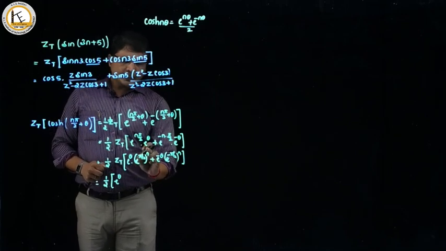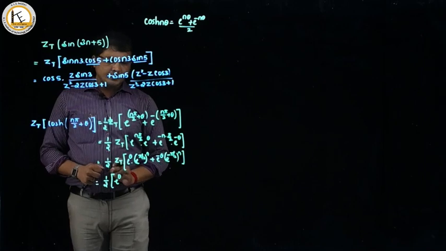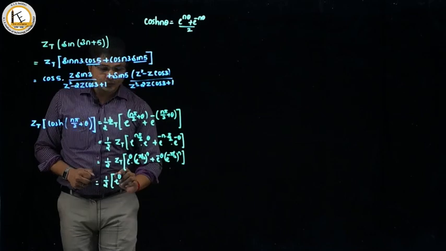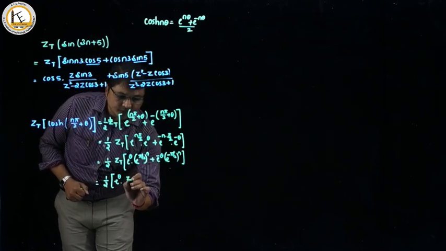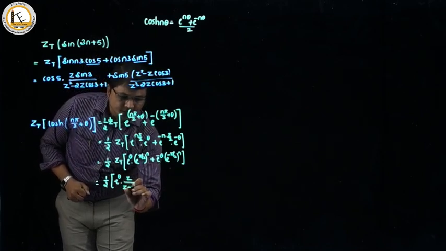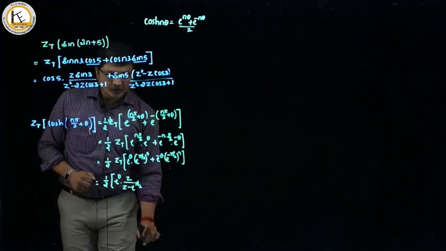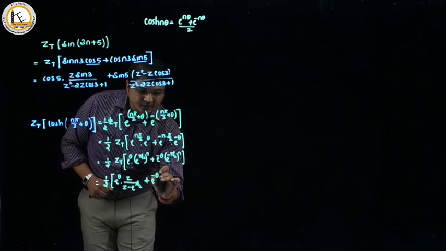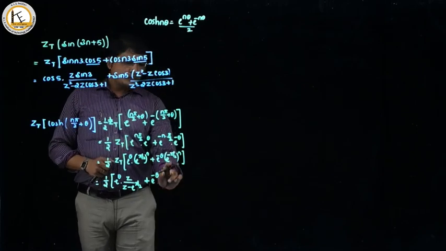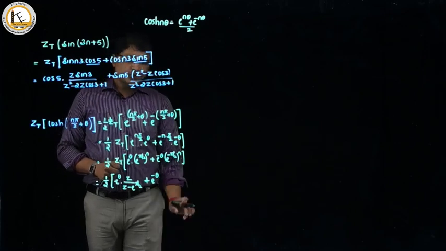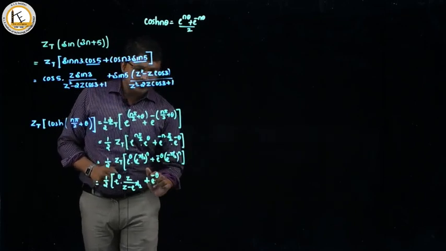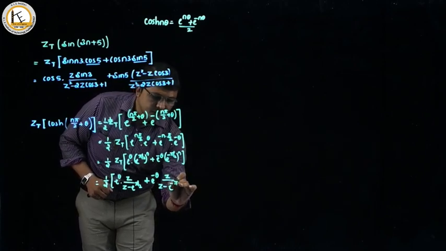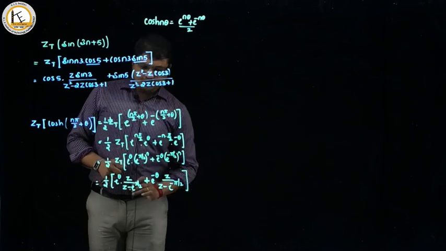Z transform of k raised to n will be z divided by z minus k, but in place of k we are having e raised to iθ. Therefore we have z divided by z minus e raised to iθ, plus e raised to minus iθ as it is. Then e raised to minus iθ the whole raised to n, again comparing with k raised to n, it becomes z divided by z minus e raised to minus iθ.